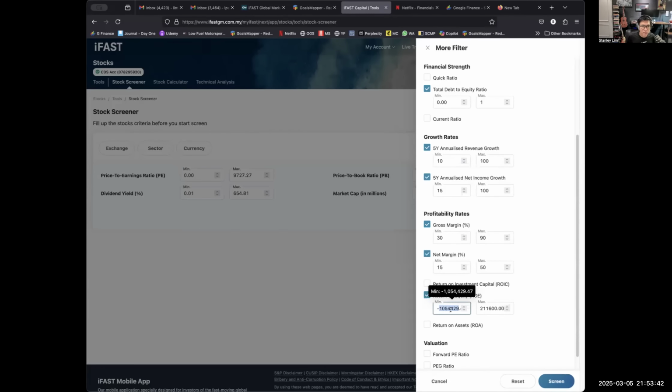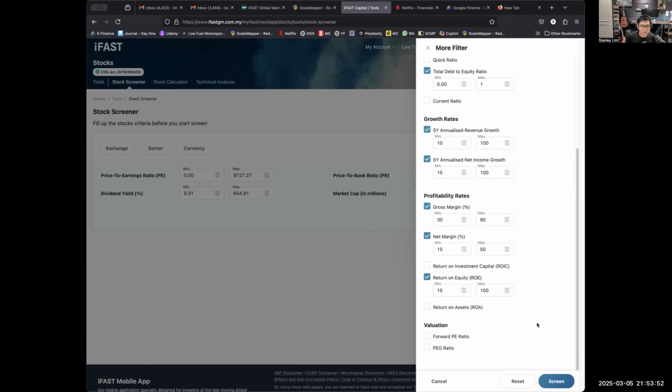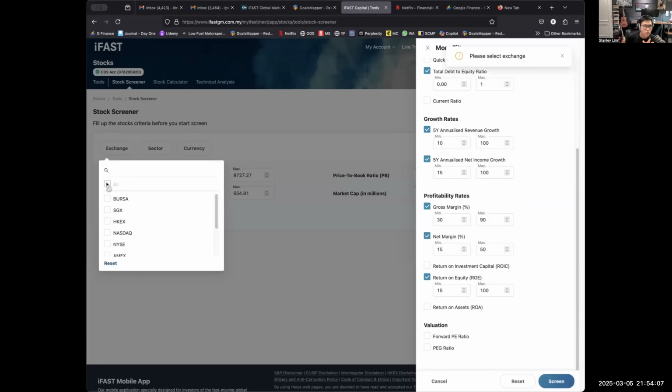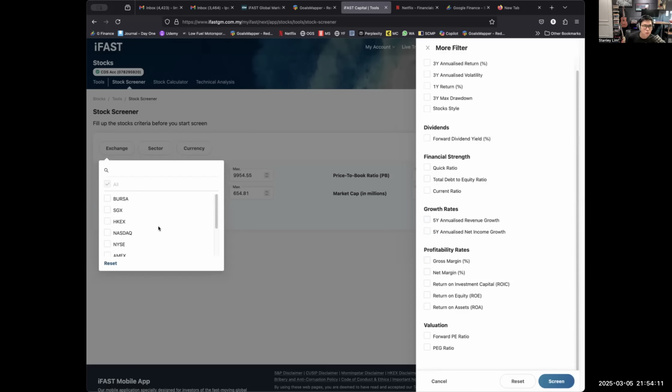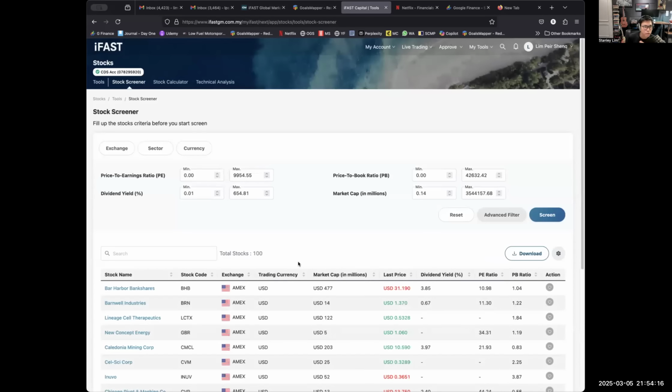Return on equity, we mentioned just now, right? Let's have a company that has at least 15%, but also not too crazy. 100% is already very crazy. And valuation, typically when I screen for companies, I wouldn't touch on the valuation because I want to make sure that I find the good company first, and then we think about valuation. Then we can screen for all the markets we have on iFast, which is Malaysia, Singapore, Hong Kong, US, and also the China market. And I'll screen for that.